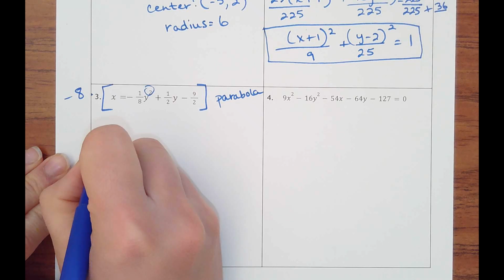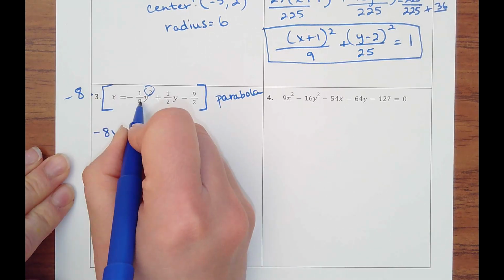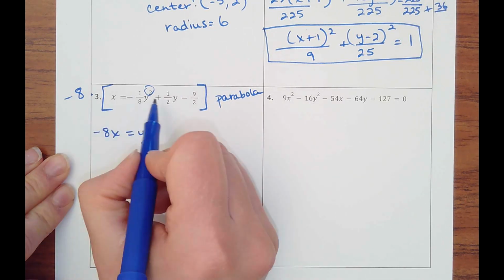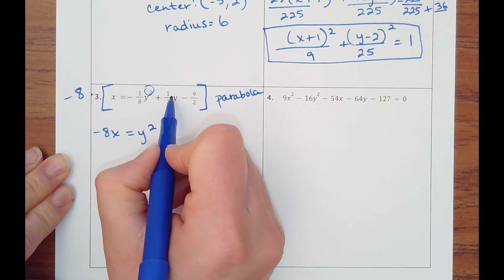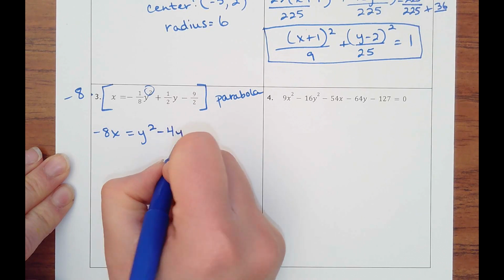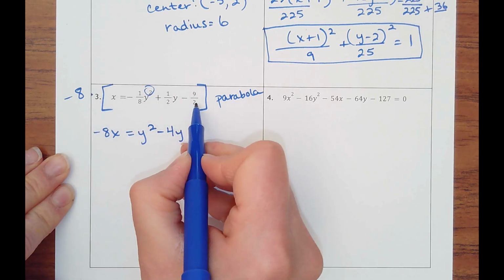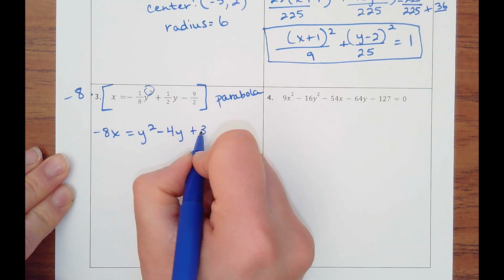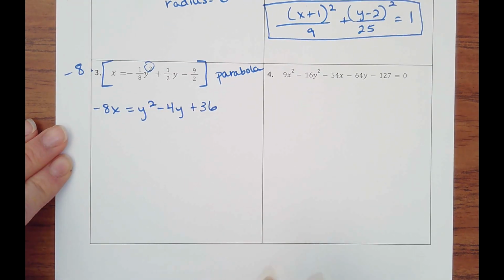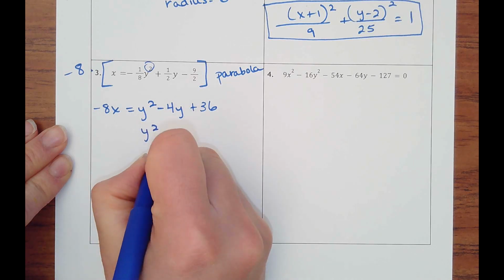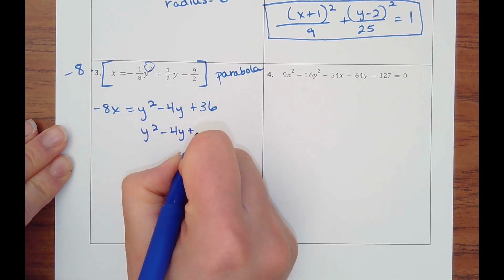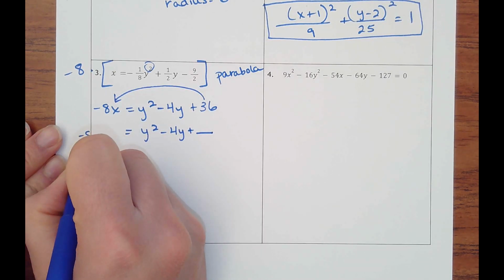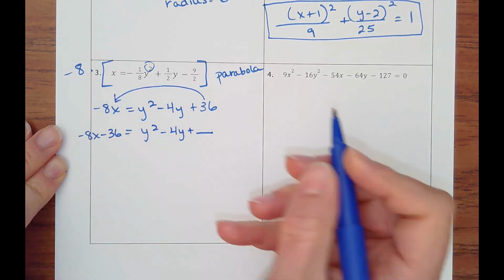That would make negative 8x. My negative 8s would cancel, so that's just leaving me with y squared. Negative 8 divided by 2 is negative 4. So negative 4 times 1y would be negative 4y. Negative 8 divided by negative 2 would be a 4, times 9 would be positive 36. Then I want to complete the square, so I'd have y squared minus 4y plus a blank. I'm going to subtract my 36 over. So that would be negative 8x minus 36.